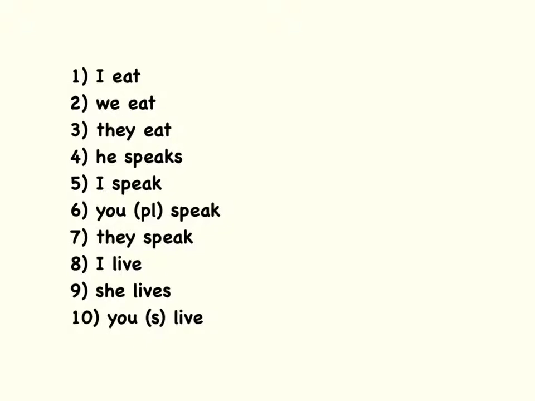So, I eat, the verb is comer, to eat. So we take the infinitive, we take off the ER, and we add the correct ending for I eat, which is an O, como. We eat, same thing. Take off the ER and we add emos, because it's an ER verb. They eat, comen, en for they.